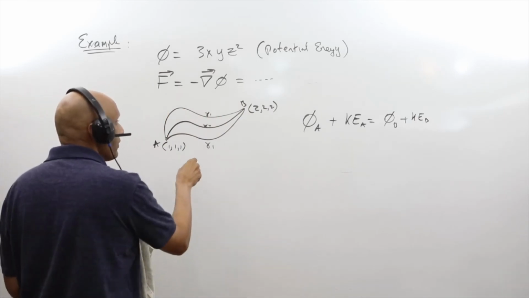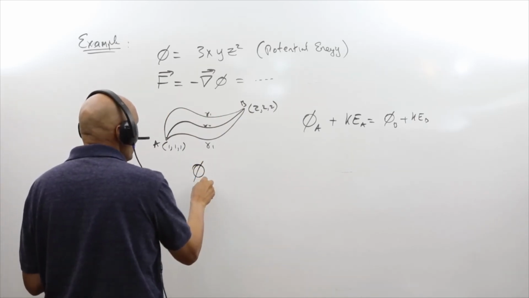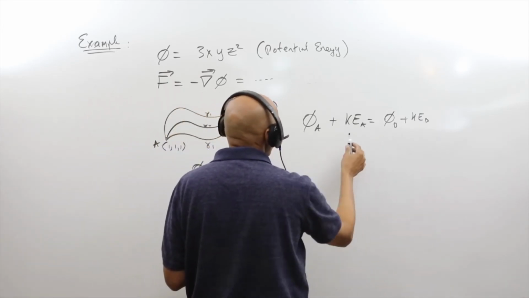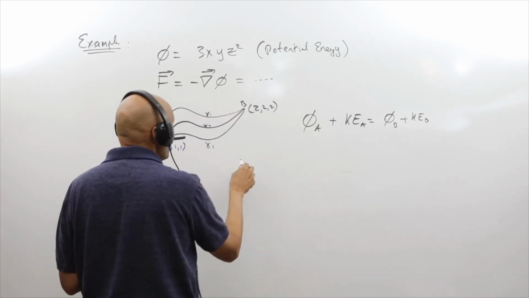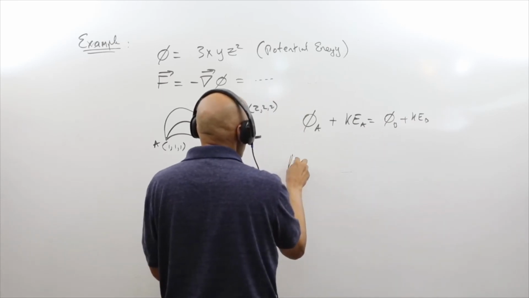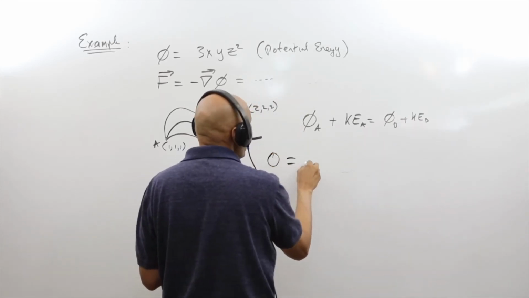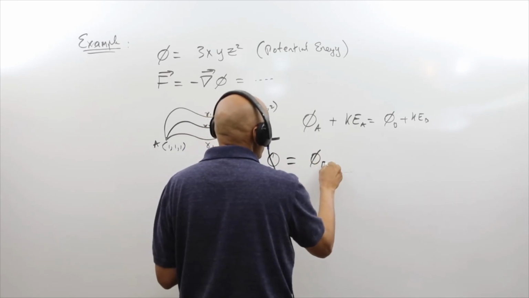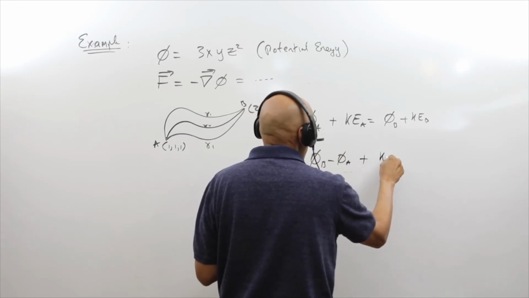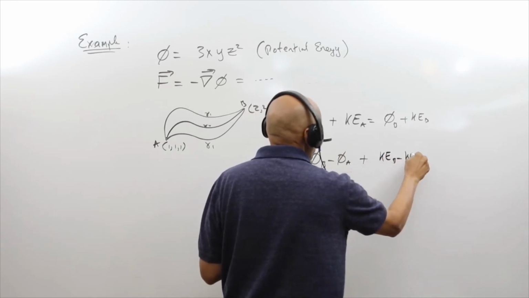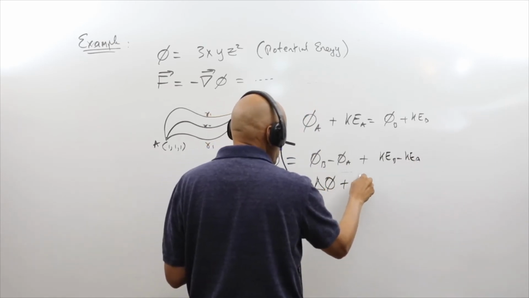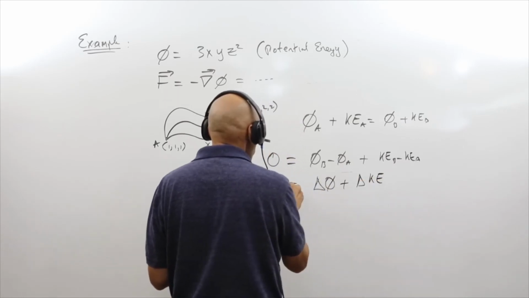So if I want to know what the change in the kinetic energy is, move the terms to the other side. Let me write that down: 0 is equal to phi at B minus phi at A plus kinetic energy at B minus kinetic energy at A. So what you're saying is the change in the potential energy plus the change in the kinetic energy is equal to 0.